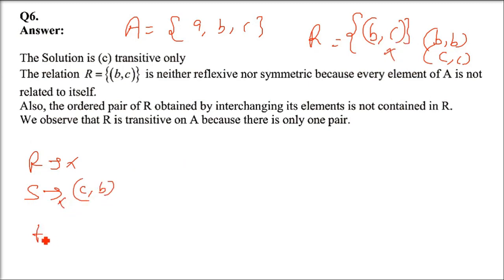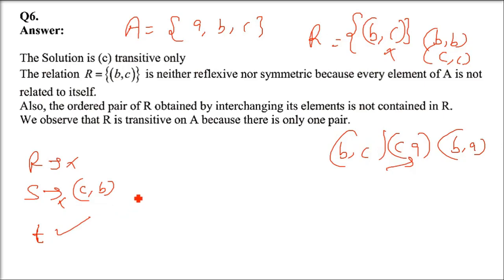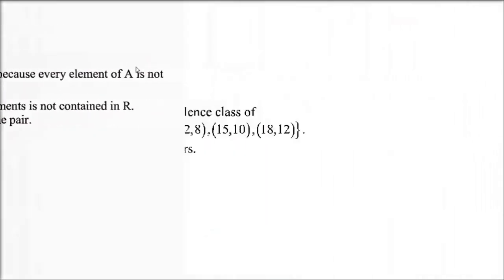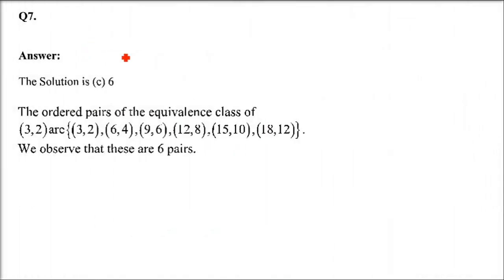Transitive, we need a third element. Since we just have (b, c), we don't have, for example, (b, c), (c, a). If that was there, we could say (b, a) should be there. Since we are only given (b, c), how can we decide whether it is transitive or not? So by default, we assume it to be transitive. This is the concept you need to learn. We assume it to be transitive.